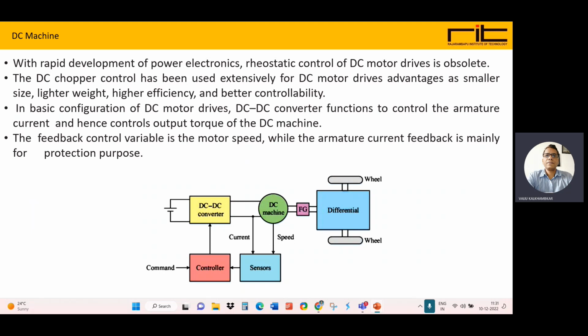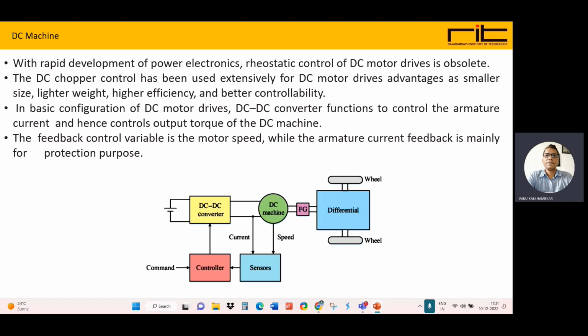In the basic configuration of a DC motor drive, the DC to DC converter functions to control the armature current, and it controls the output torque of the DC machine. The feedback control variable is the motor speed, while the armature current feedback is mainly for protection purposes.